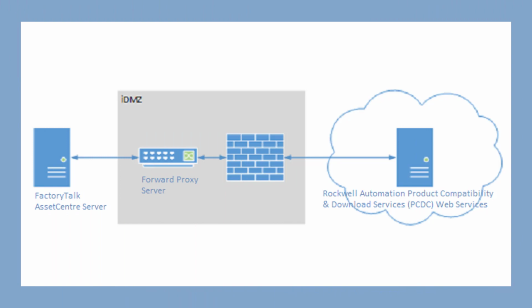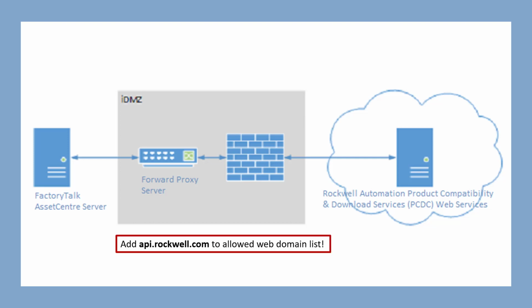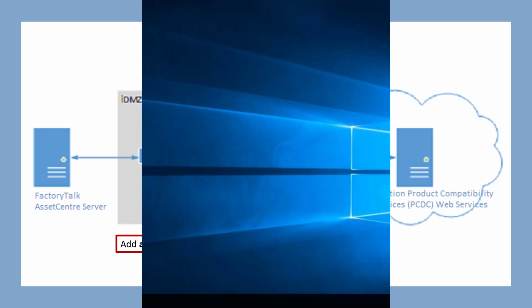To configure the forward proxy server to access the PCDC, the server needs to be accessible from the IDMZ and from the FactoryTalk AssetCentre server. There are many types of forward proxies available. Each proxy will have different settings. The key element is to add the web domain api.rockwell.com to the allowed web domain list.